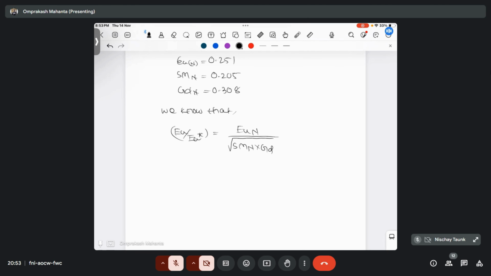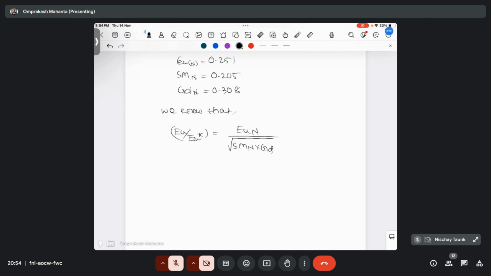This is the formula. If the value of the Eu anomaly is less than 0.95, that is a negative Eu anomaly. If the value is greater than 1.05, that is a positive Eu anomaly. If the value is less than 0.95, that's a negative Eu anomaly.